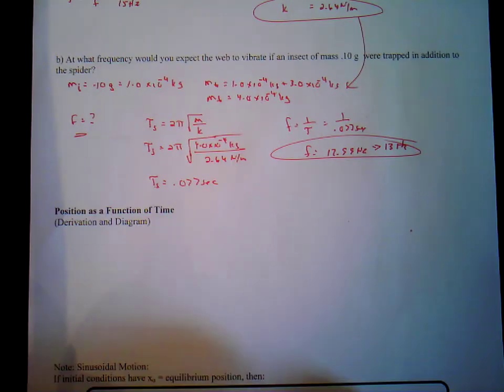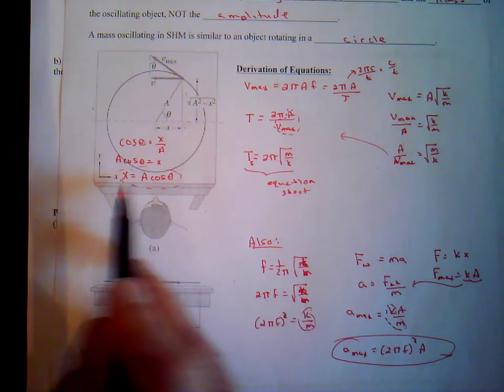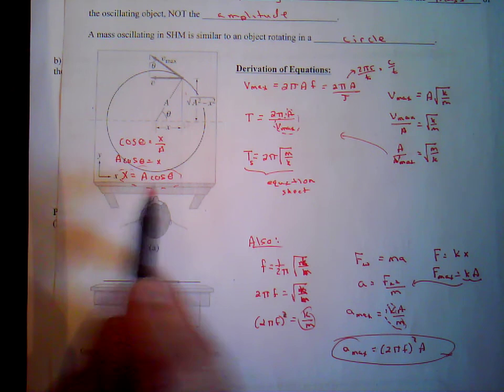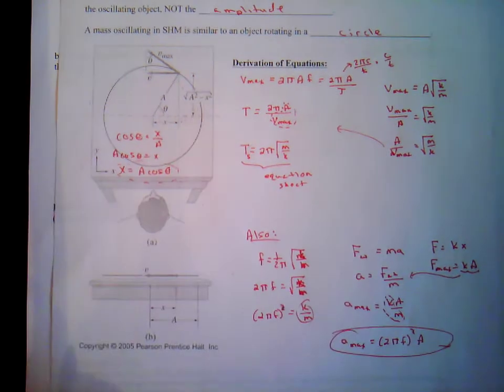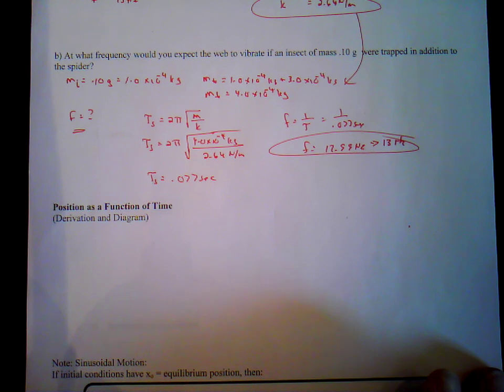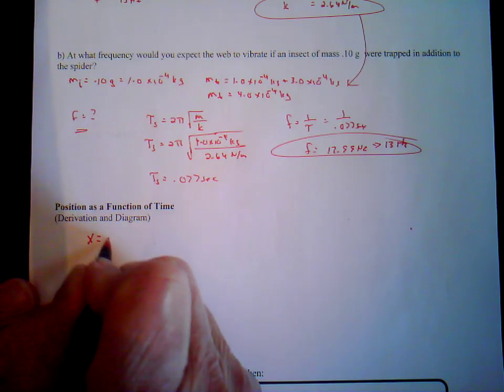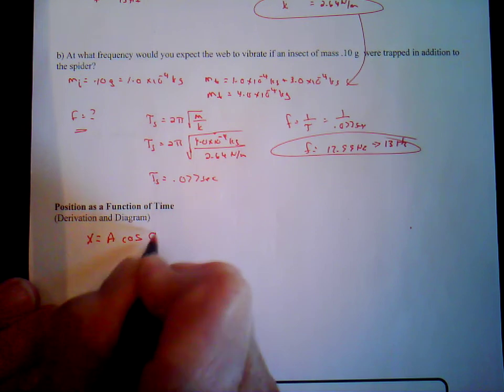All right, now let's go back to the position as a function of time, which is basically this equation right here. I want to expand on that a little bit. Like I said, we already had to use that equation for one of the graded homework problems, but we're going to expand on that and see if we can understand it even more. So we have this that we start with. X is equal to A cosine of theta.